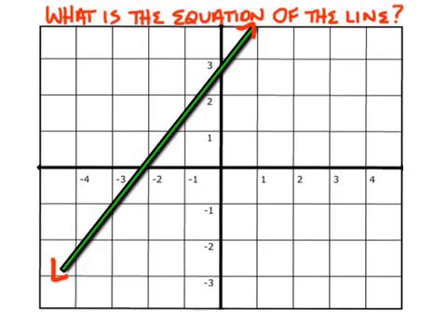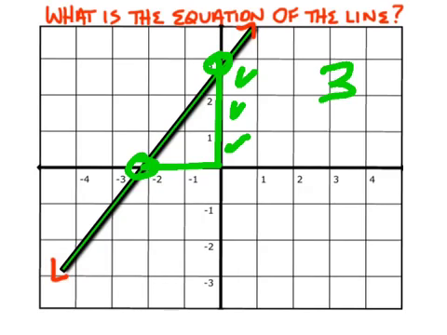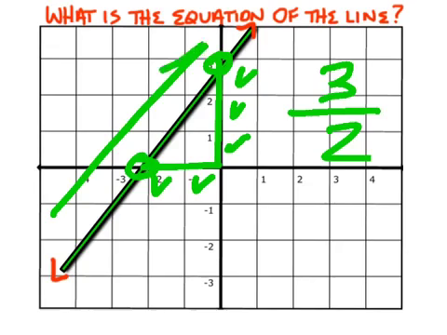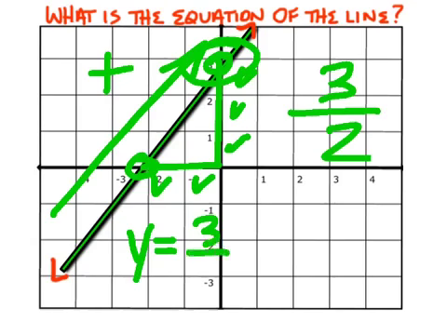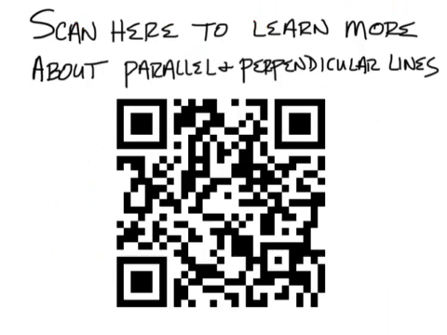Practice problem number 4. What is the equation of the line? This goes from 3 down to here and over for the points there and there. You have 1, 2, 3 for the rise, and then 1, 2 for the run. It goes up to the right, so it's plus. The y-intercept is 3. Y equals 3 halves x plus 3.